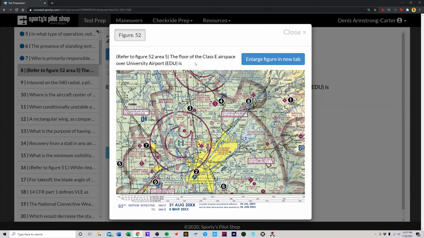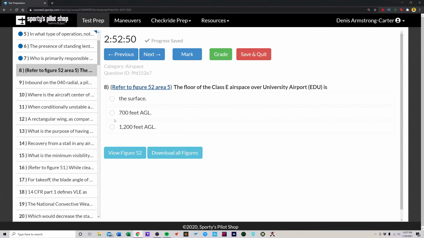What was I trying to say here? The floor of the Class C airspace over University Airport is. Now I'm distracted, so now it's kind of hard for me to do this. Okay, I have to get my focus back. Alright, so the Class E, with the magenta circle, it's up to 700 feet. So floor is 700.